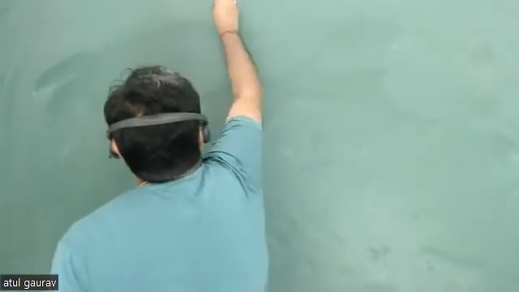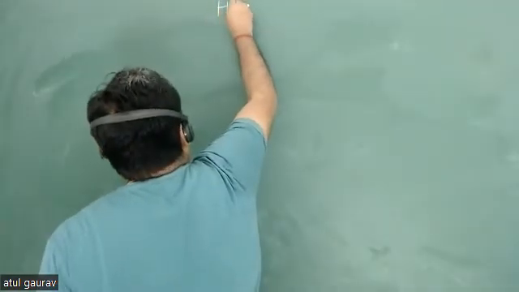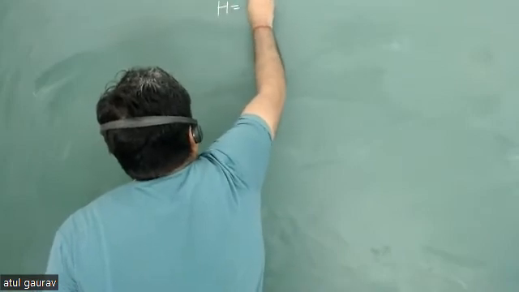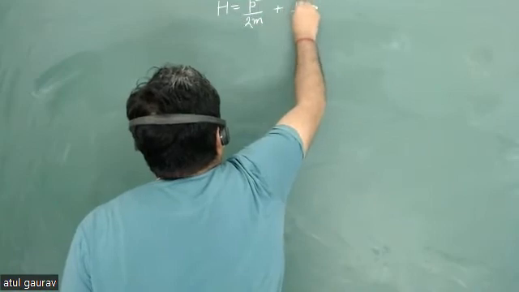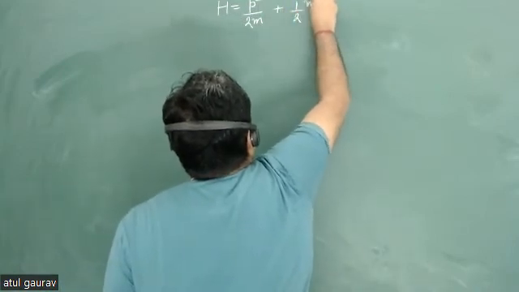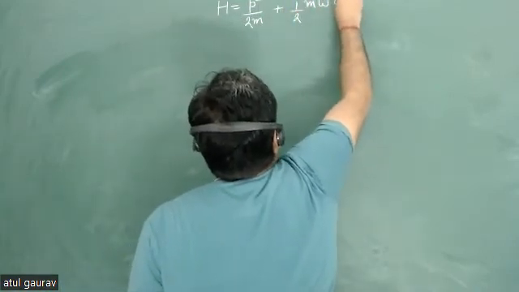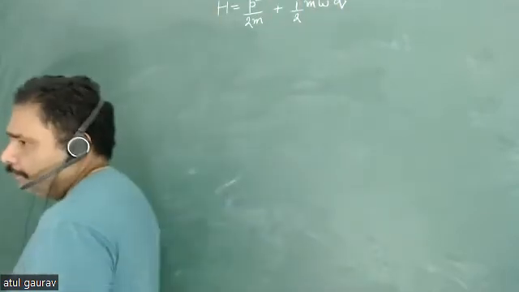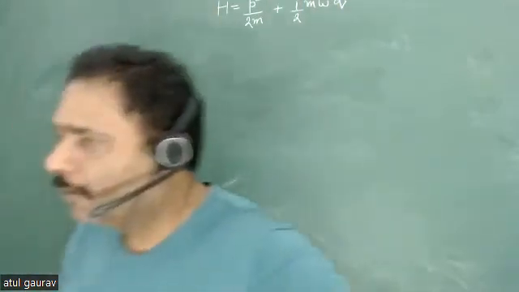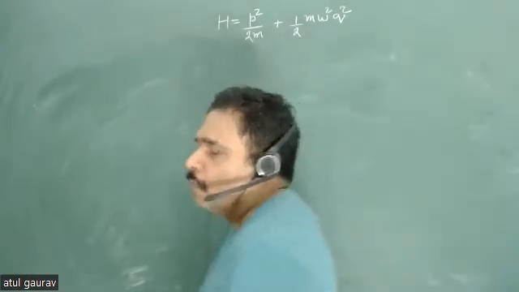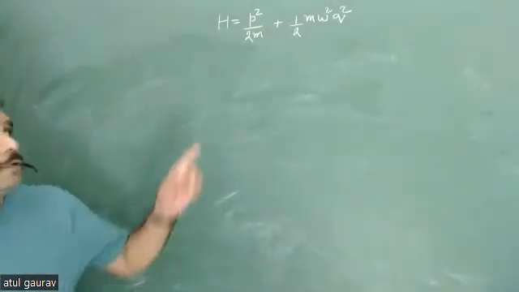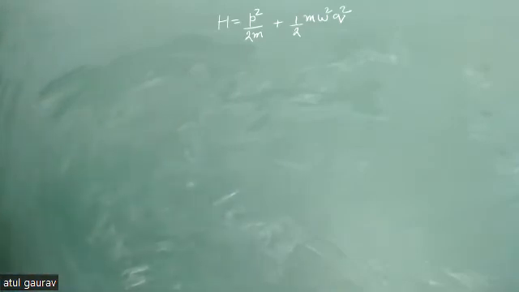So let us see, the harmonic oscillator is defined as p square upon 2m plus half m omega square q square. Are you happy with this harmonic oscillator? Yes, sir. Now, when we are going to solve this particular harmonic oscillator, let's see what is going to happen.